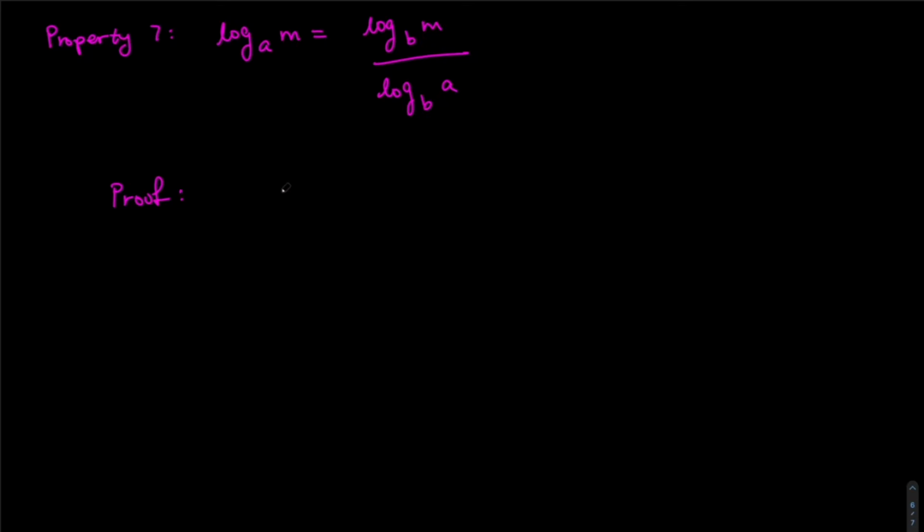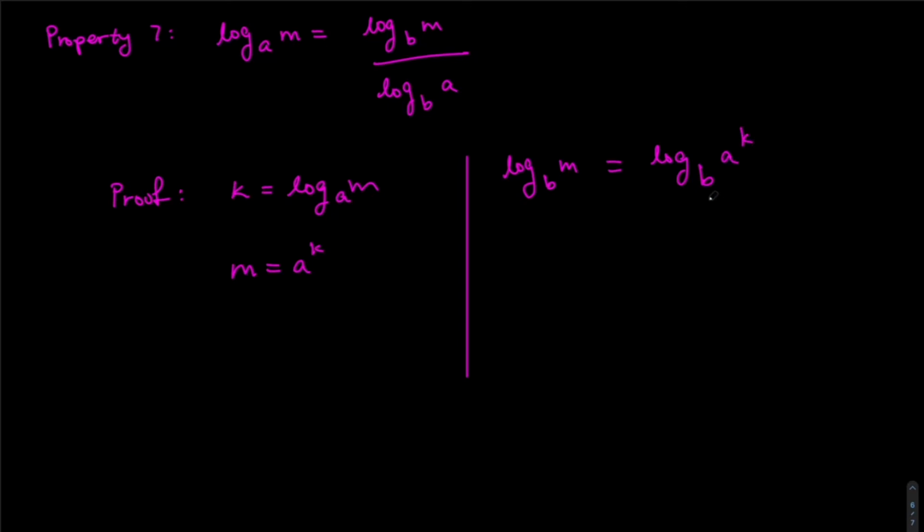Proof. So we have some k equal to log base a of m. So m is equal to a raised to the power k, because remember, log is the exponent. Before doing that, let me draw a separate line instead. What I'll do is look at log base b of m, which is equal to log base b of a raised to the power k. I've just taken this assumption that it's raised to the power k.